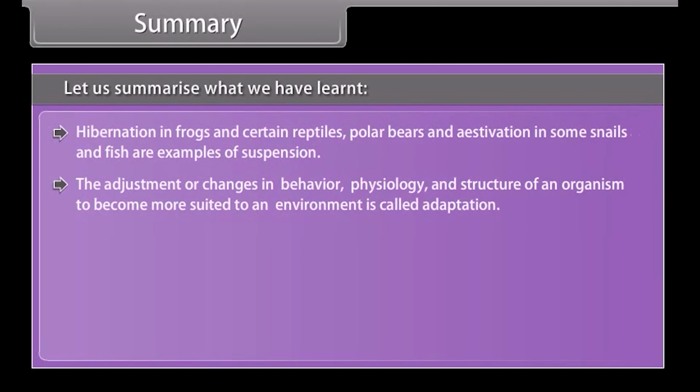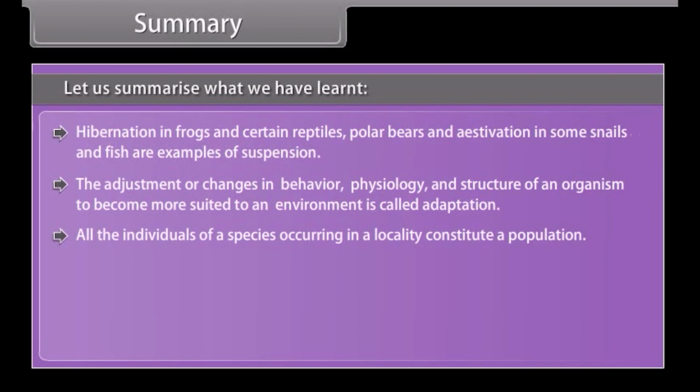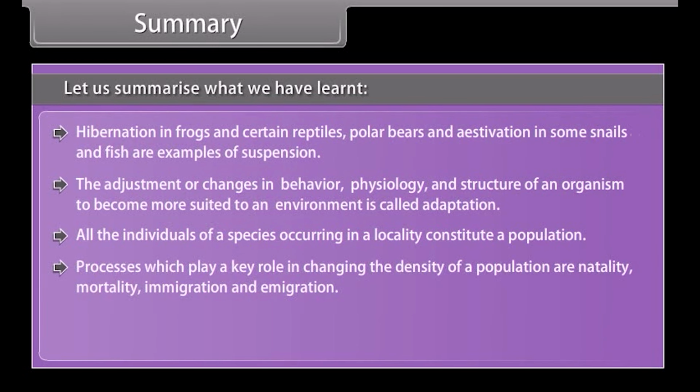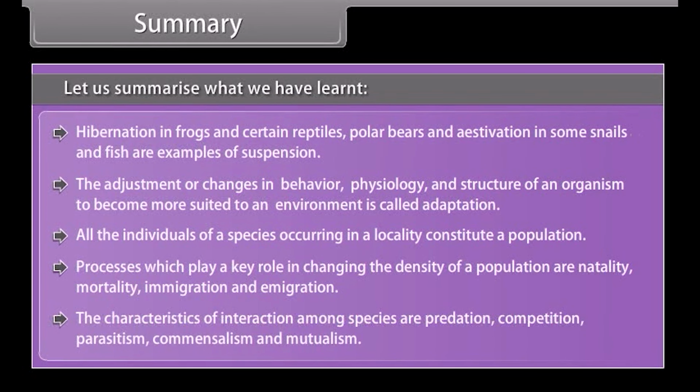The adjustment or changes in behavior, physiology, and structure of an organism to become more suited to an environment is called adaptation. All the individuals of a species occurring in a locality constitute a population. Processes which play a key role in changing the density of a population are natality, mortality, immigration, and emigration. The characteristics of interaction among species are predation, competition, parasitism, commensalism, and mutualism.